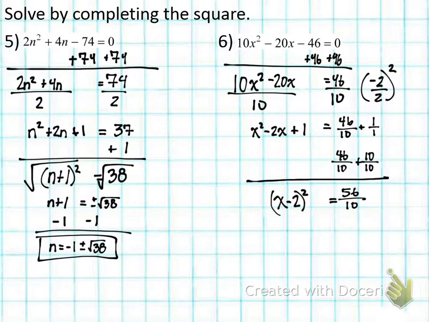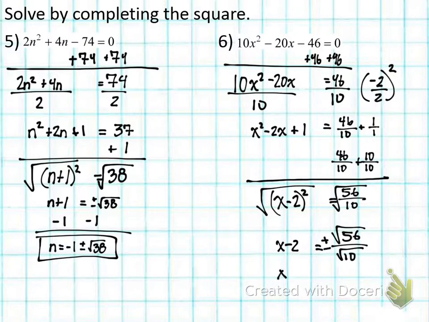Raise your hand if you did this part correctly. Okay. Take the square root of both sides. Now it gets a little tricky. Okay, so we got x minus 2 is equal to rad 56 over rad 10. And we have a plus or minus sign there. Then we're going to add 2 to both sides. X is equal to 2 plus or minus rad 56 over rad 10.